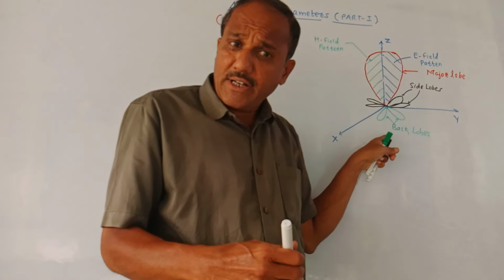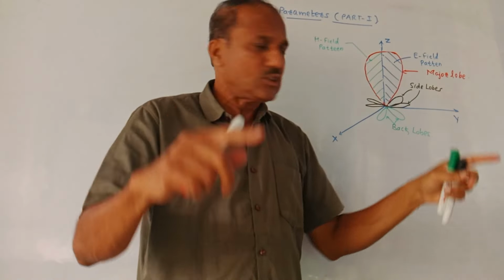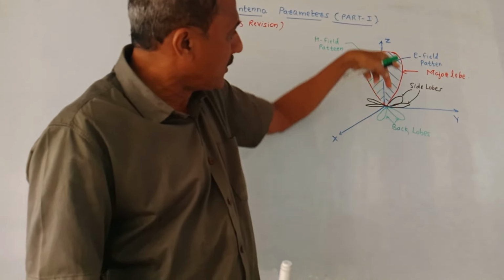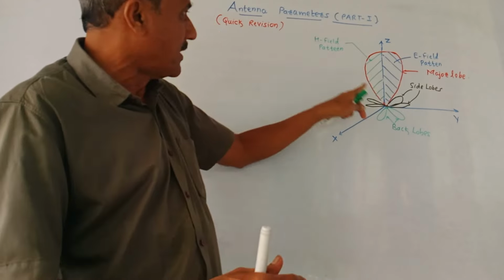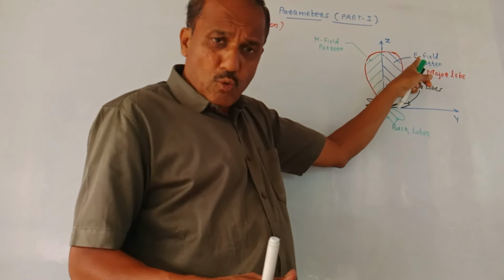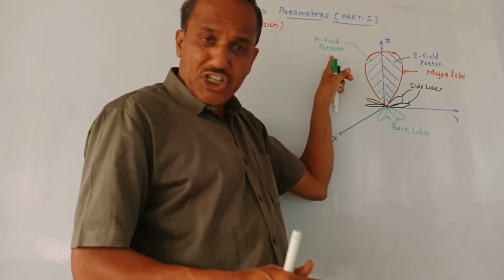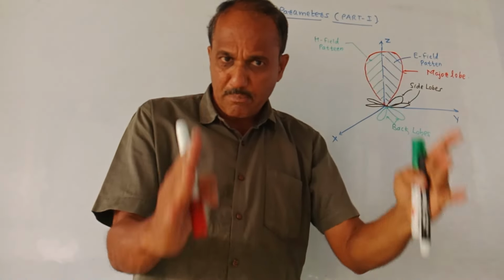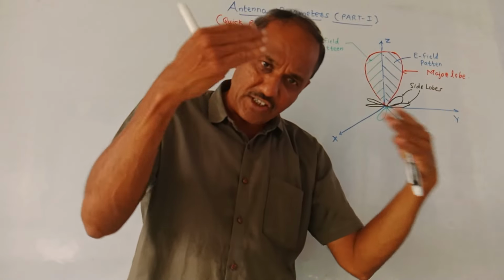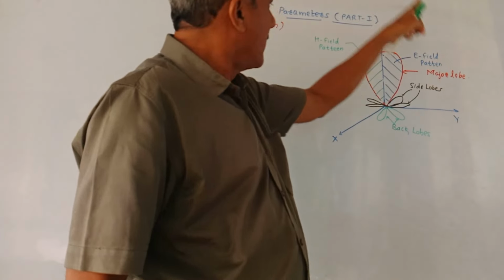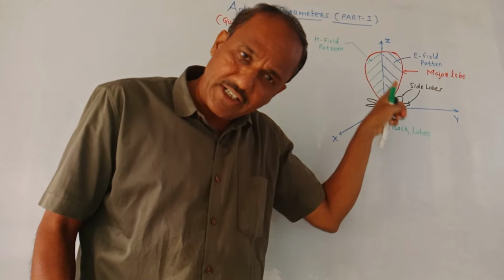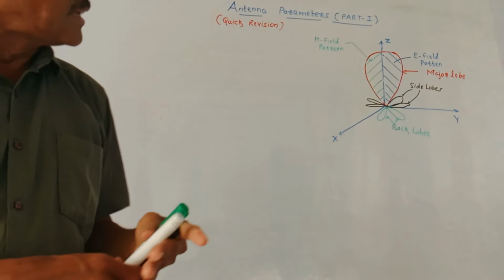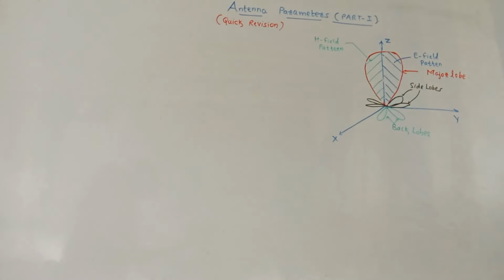From the back side of the antenna, you are getting some radiation that is called back lobes. So back lobes are in the opposite hemisphere compared to the major lobe. Again, I have shown two more notations, E field pattern and H field pattern. E is electric field, H is magnetic field. So the radiation pattern which contains electric field intensity is the E field pattern. The radiation pattern which contains magnetic field intensity is the H field pattern. So these are a few terms related to radiation pattern.